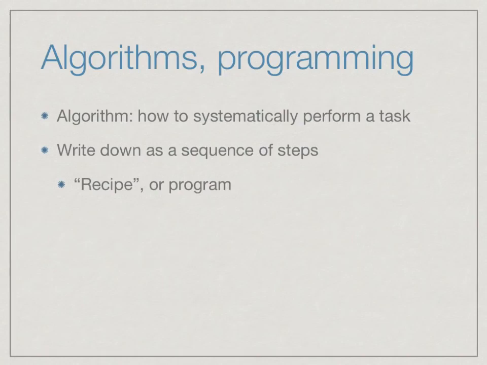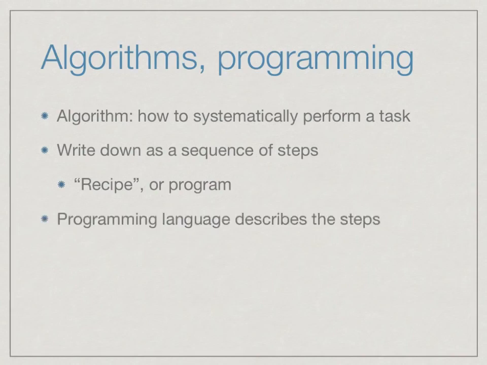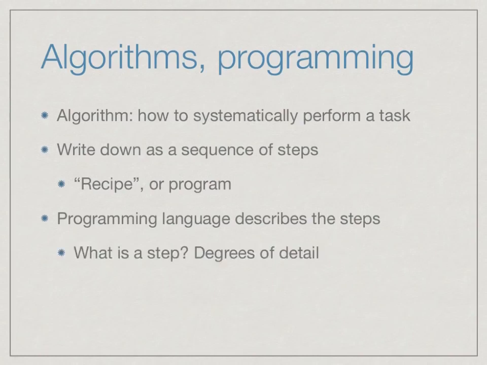So in the context of our course, a recipe is what we call a program. And we write down a program using a programming language. The goal of a programming language is to be able to describe the sequence of steps that are required, and to also describe how we might pursue different sequences of steps if different things happen in between. The notion of a step is something that can be performed by whatever is executing the algorithm.